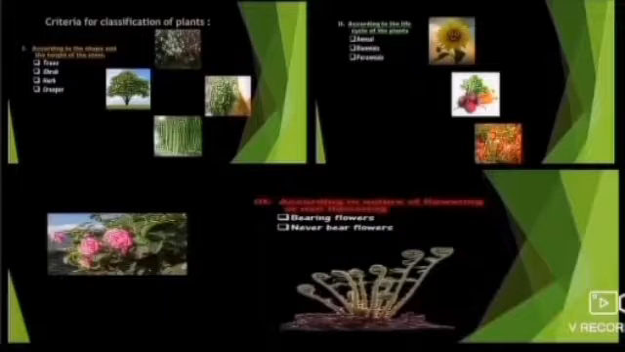Criteria for classification of plants: according to the shape and height of the stem, trees, shrubs, herbs, creepers. According to the life cycle of the plant, annual, biennial and perennial plants. According to the nature of flowering, flowering or non-flowering plants, that is, those that bear flowers and those that never bear flowers.